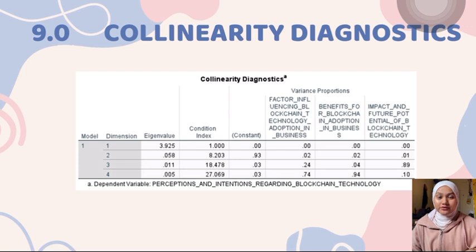9.0 Collinearity diagnostic. The collinearity diagnostic helps understand if some independent variables are too closely related, which can cause issues with the accuracy of the regression model. We see moderate multicollinearity in the model, particularly with the variables related to factors influencing blockchain adoption, benefits and impact. This means we need to carefully address these variables to ensure that the model remains stable and reliable.